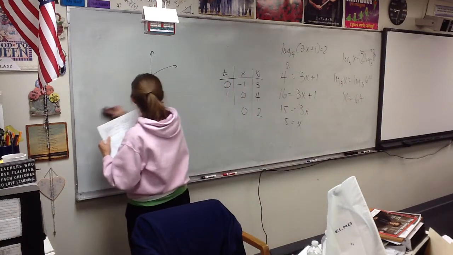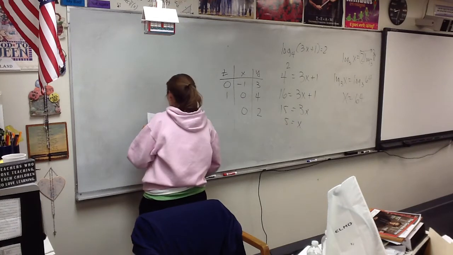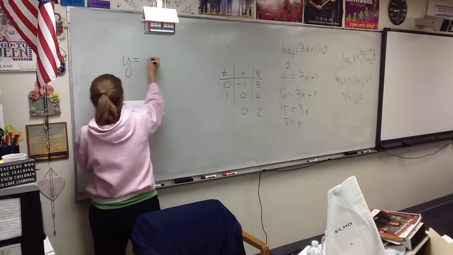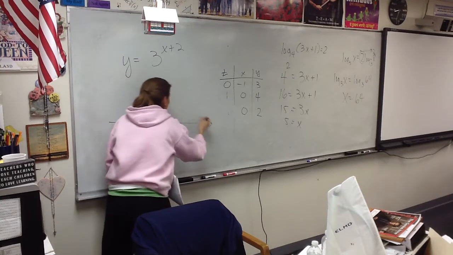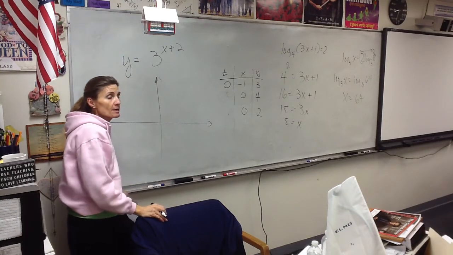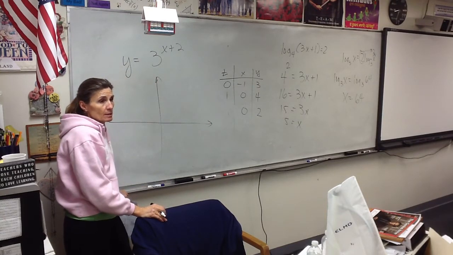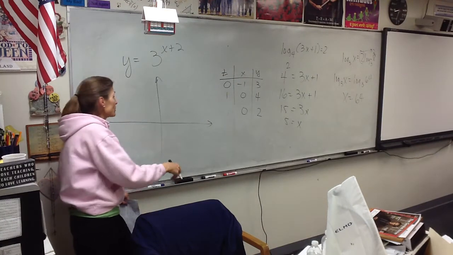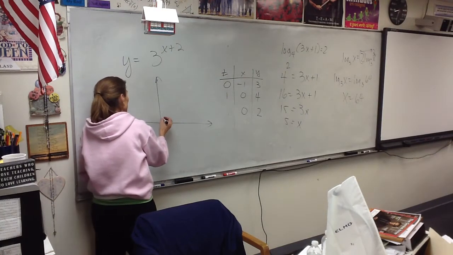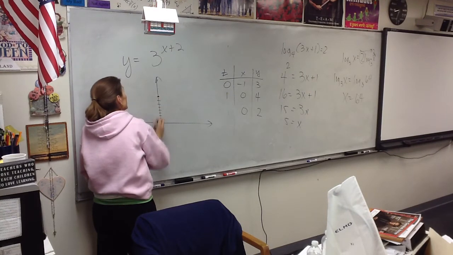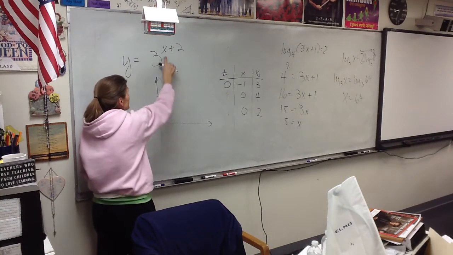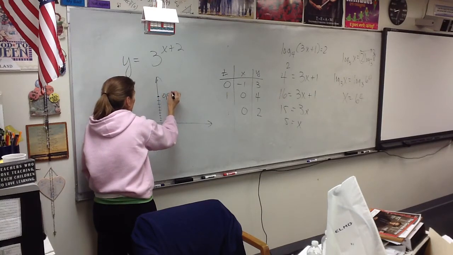Sketch. When in doubt, I just told you, if you have to sketch, just plot points. So put in 0. What do you get when you put in 0? 3. 0, 3. No, kidding. You put in 0, you get 9.